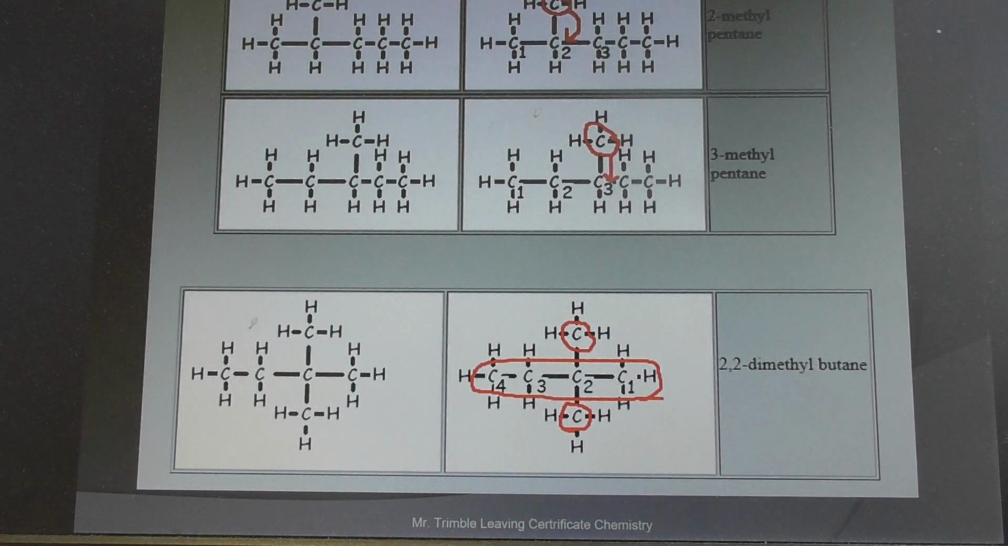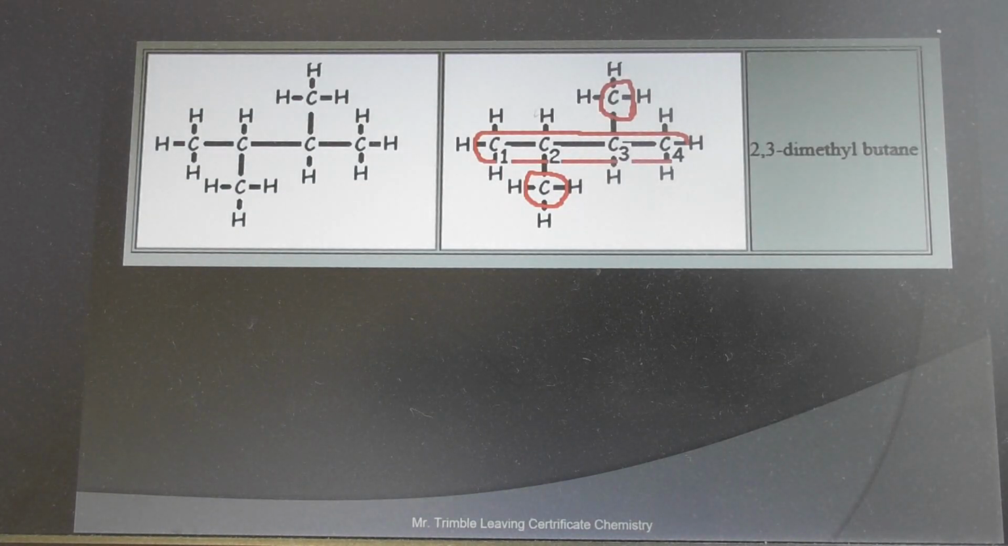Let's see if we can get one here that has it off a different carbon. Again, that's 2,2-dimethyl because they're off the second one there. So you see here 2,3-dimethylbutane. Why is it 2, 3? There's a CH3 off the second carbon and there's a CH3 off the third carbon. So the 2 and the 3 stand for the second and the third carbon. The dimethyl part stands for that methyl and that methyl, and the butane part stands for that longest chain right there. And I think that's sufficient.